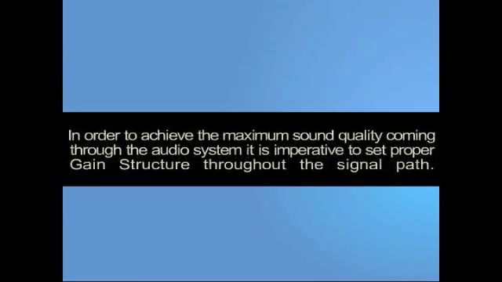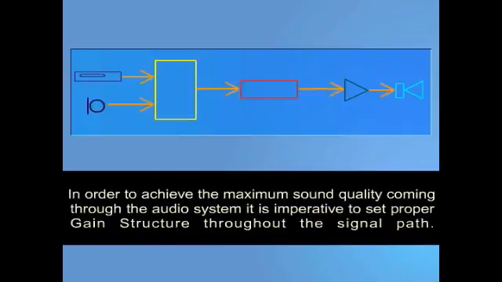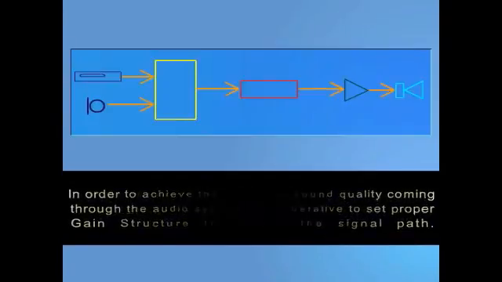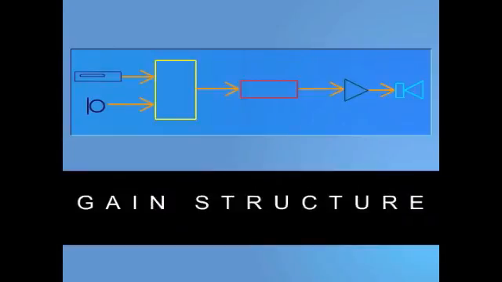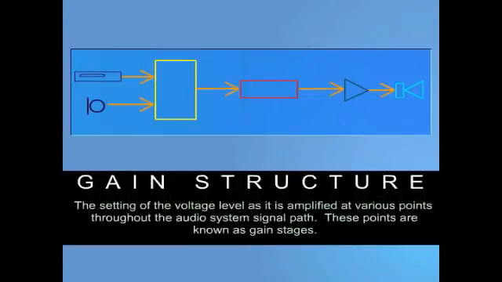In order to achieve the maximum sound quality coming through the audio system, it is imperative to set proper gain structure throughout the signal path. Gain structure is the setting of the voltage level as it is amplified at various points throughout the audio system signal path. These points are known as gain stages.